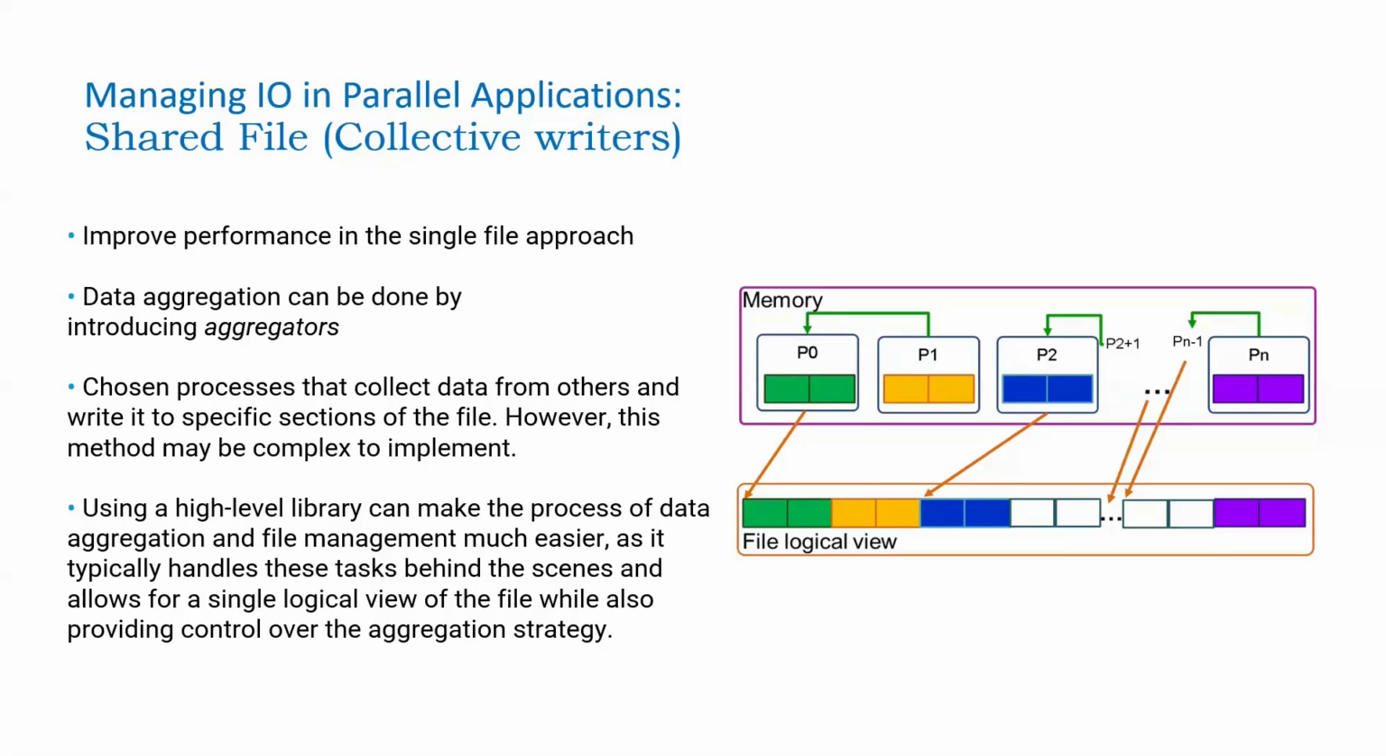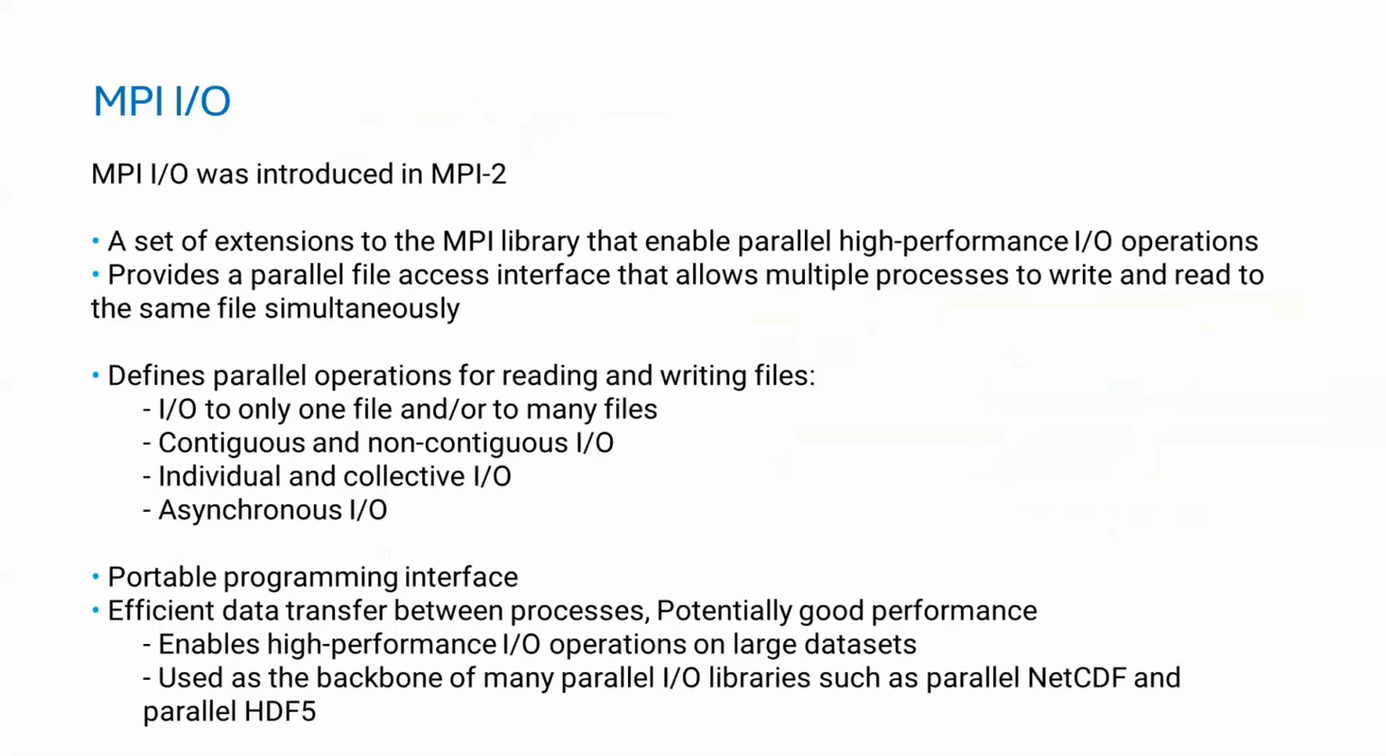The higher-level libraries can perform this type of operation without us needing to know the details of how to do the aggregations. That's why, in MPI applications, if you have a high-level library to use, you may like to use it. Okay, so back to MPI-IO.